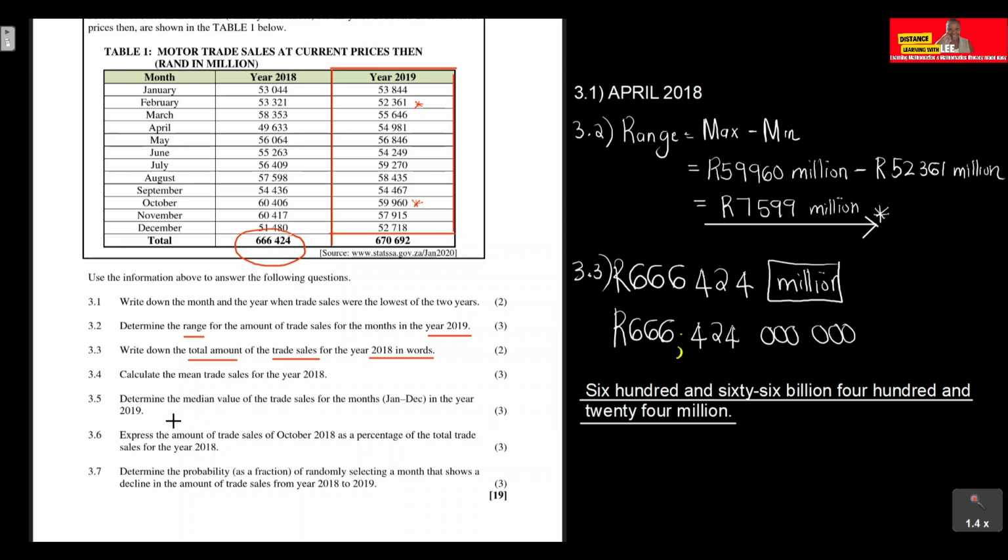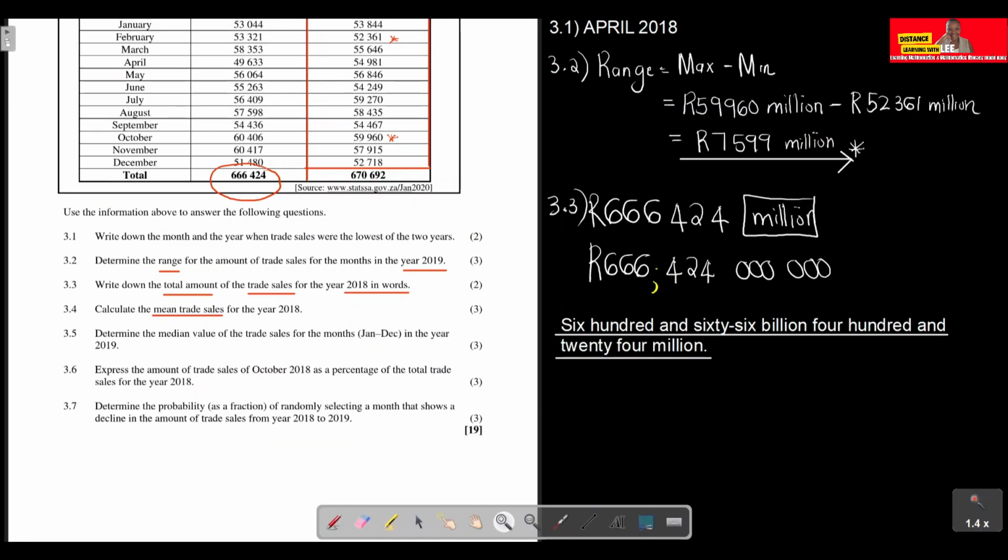Let us have a look at question 3.4. It says, calculate the mean trade sales for the year 2018. I'm going to answer this question on the next page. Before we get started, when they ask you to calculate the mean, what are they actually asking from you? We already know that when they ask for the mean, they're asking you to determine the average.